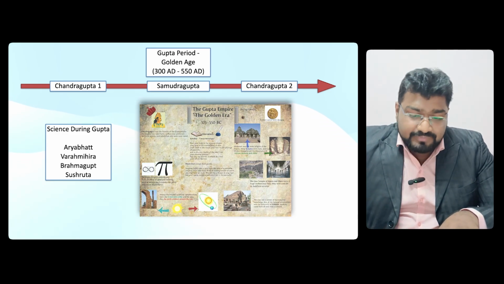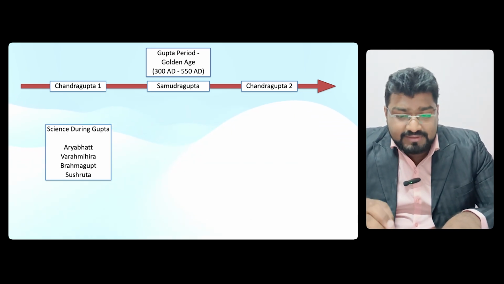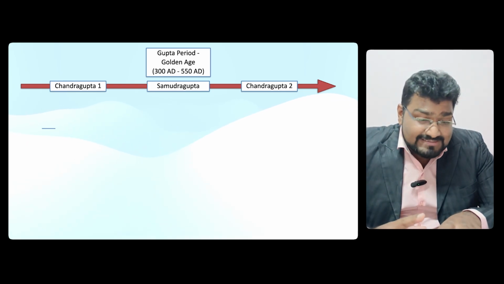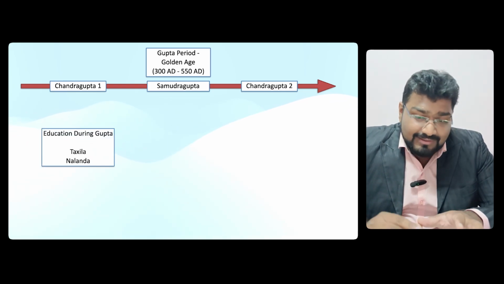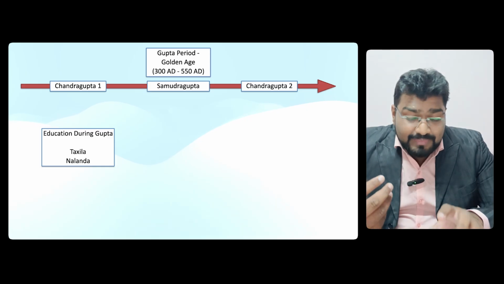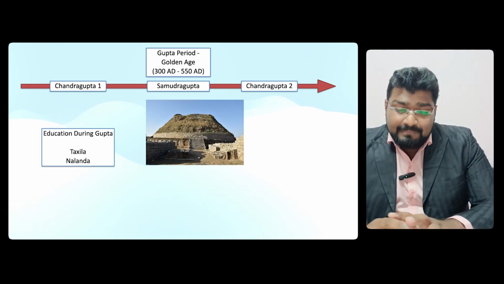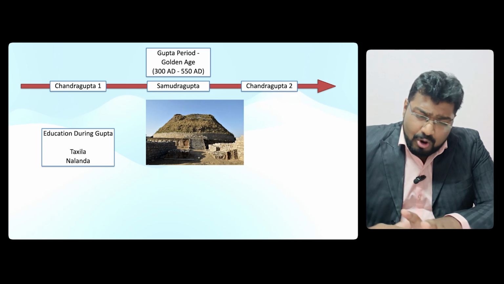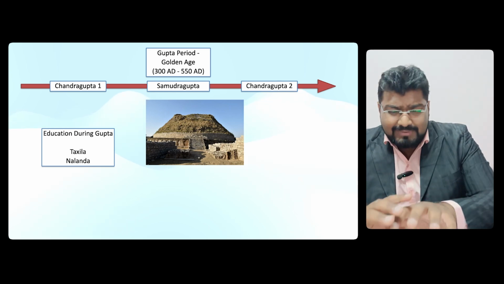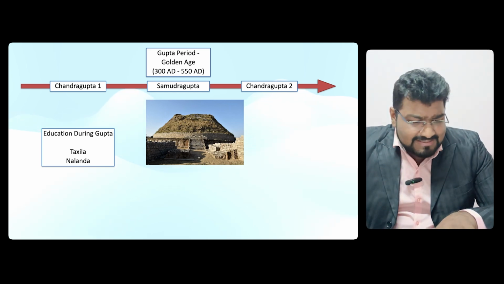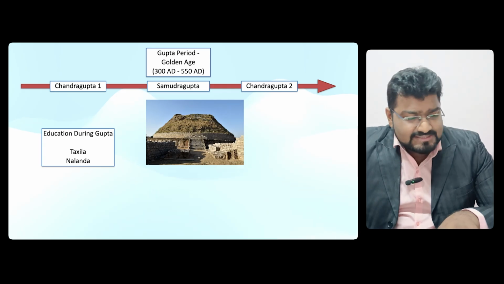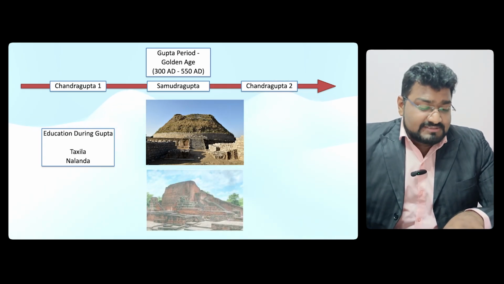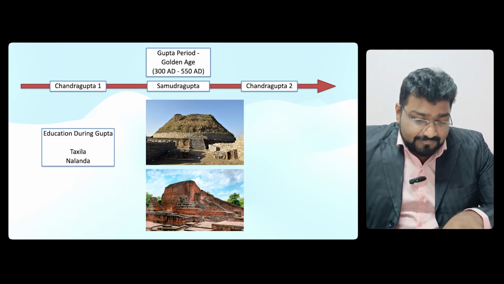Then we'll talk about education at two different universities, that is Takshashila or Taxila and Nalanda. Centers like Nalanda became the Ivy League of ancient India. Students from all over Asia came to learn philosophy, medicine, mathematics, and multiple other subjects. You can see this is the image of Takshashila. Then you can see the next image, this is the image of Nalanda University.